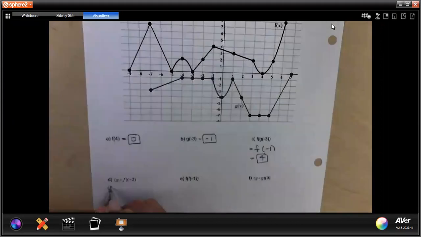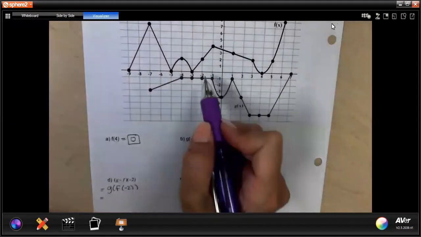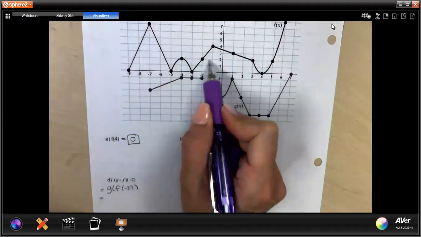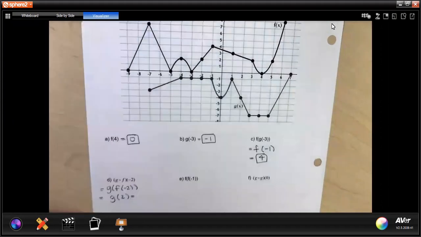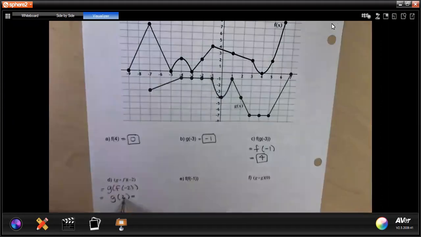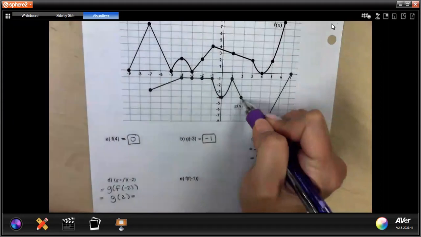Here's another one, g of f of -2. I start from the inside. And so we're looking for f of -2. So I go to -2 and my f value is at 2. Then I'm going to g of 2. So I'm going to go to 2 and my g function is at -4.